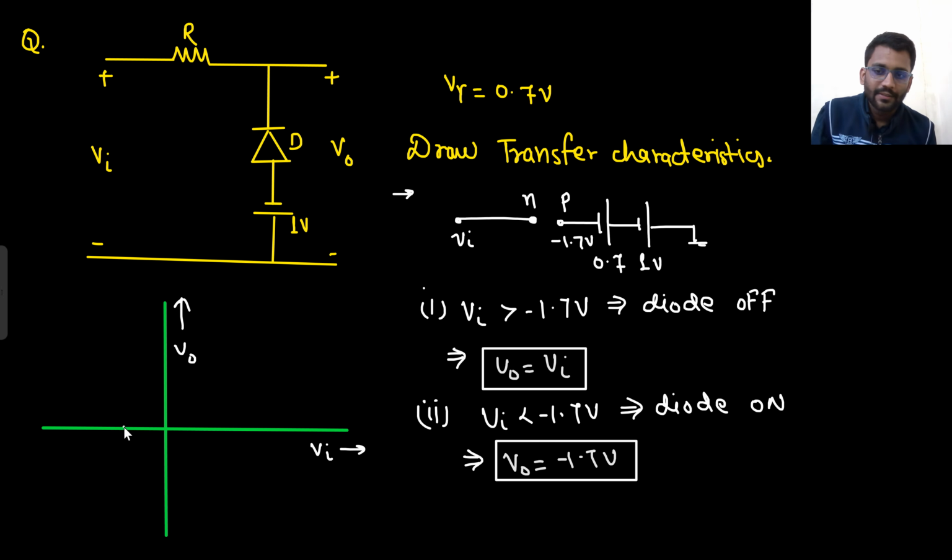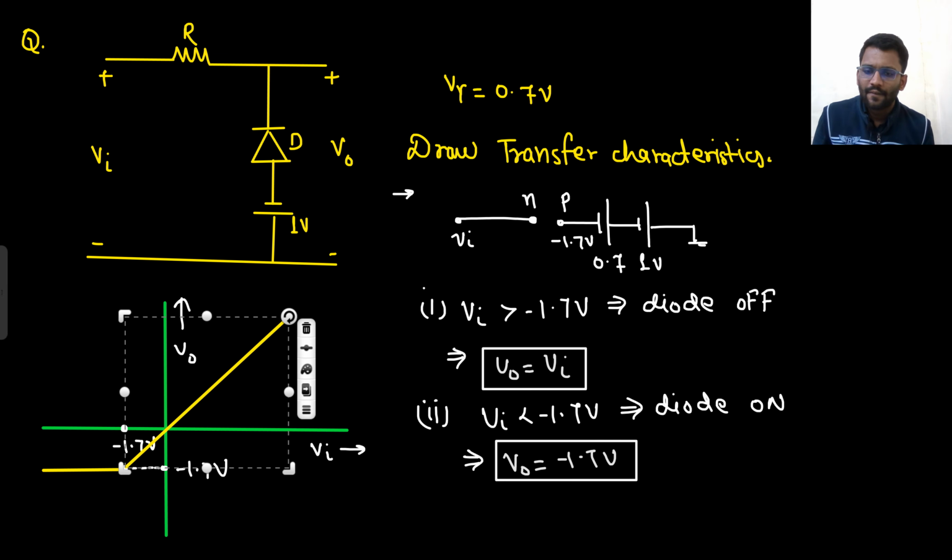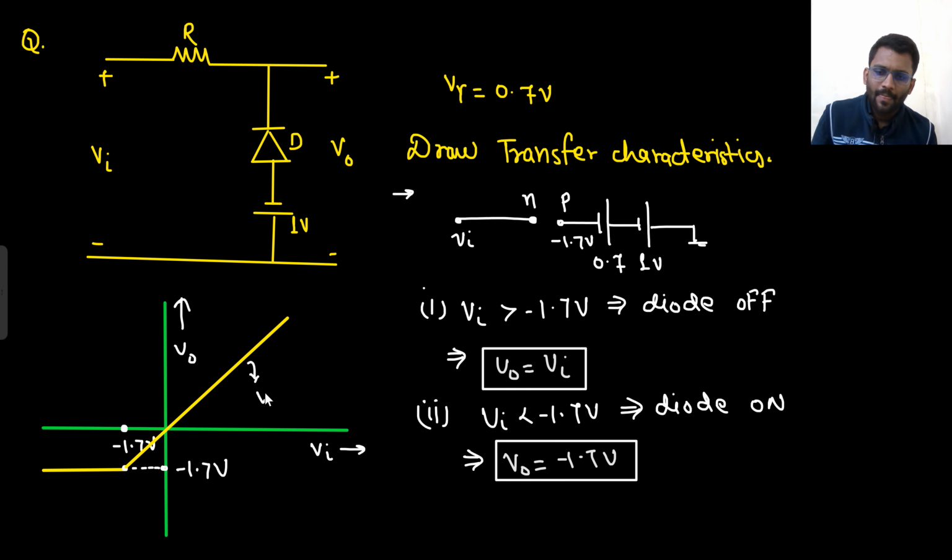So what is the cut-in point? That is minus 1.7 volt. For V in greater than minus 1.7 volt, the output is the same as the input. For V in less than minus 1.7, V out is equal to minus 1.7 only. And for V in greater than minus 1.7, V out is equal to V in. Well and good.